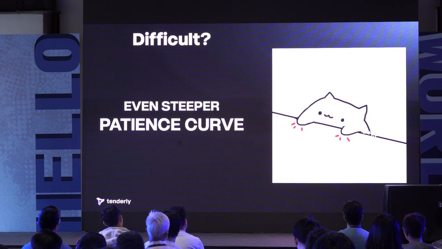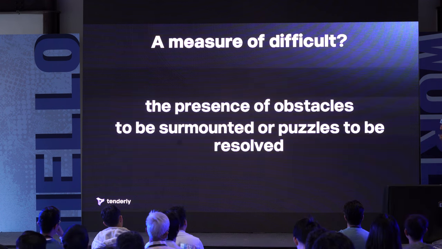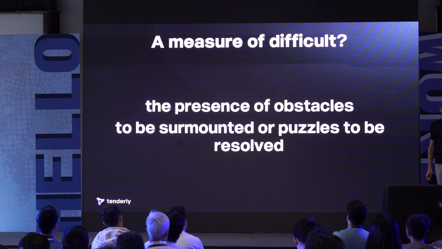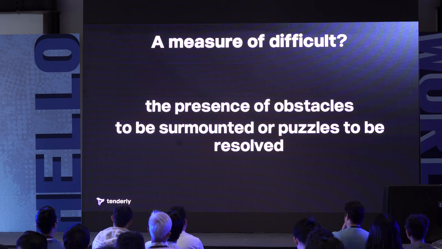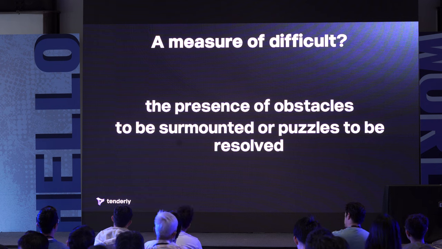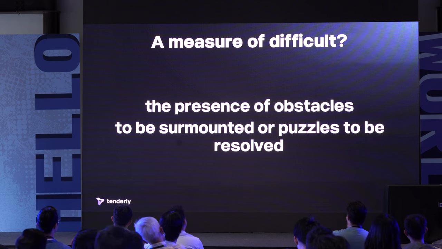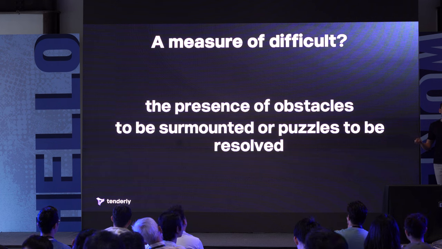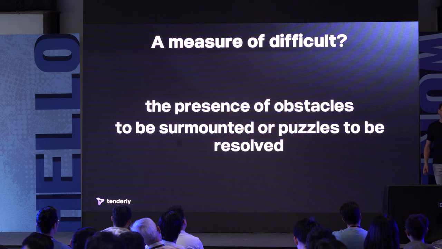So let's unpack what difficult is. One definition could be it's a presence of obstacles that need to be surmounted or puzzles that we need to resolve. And obstacles come in various levels and shapes and sizes. For example, team collaboration is not something that's super easy when you're doing Web3.